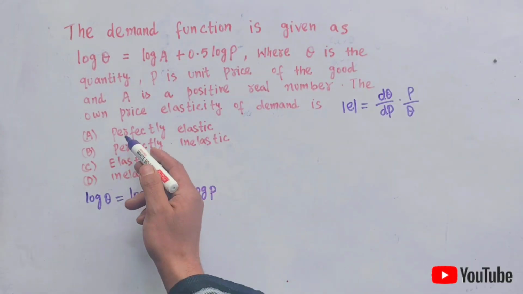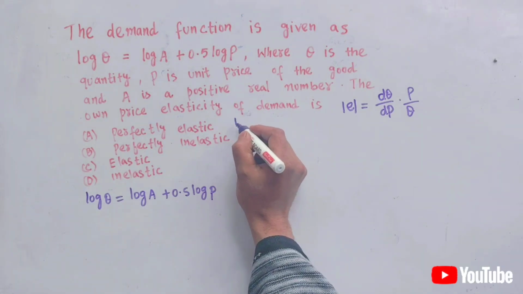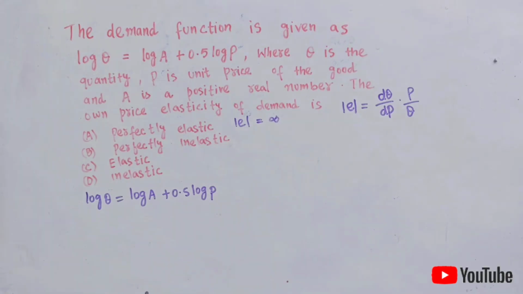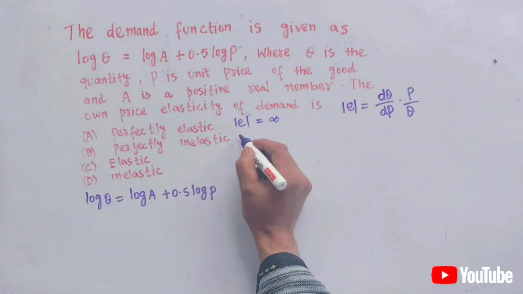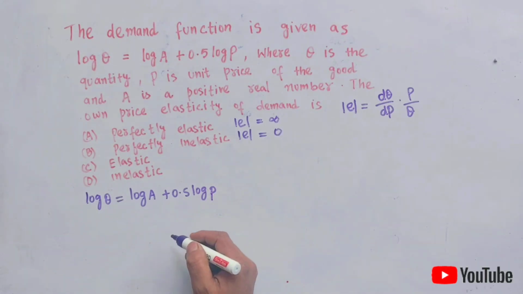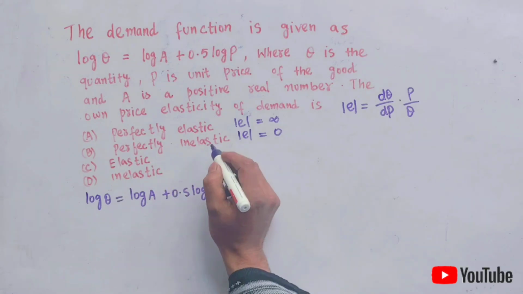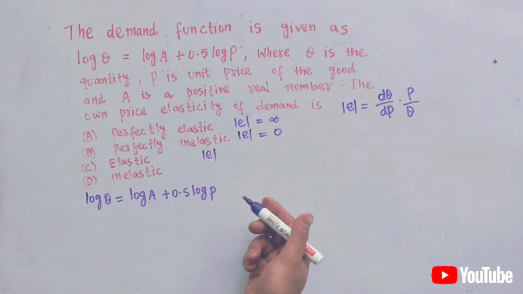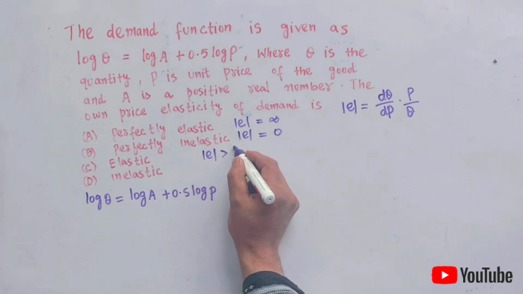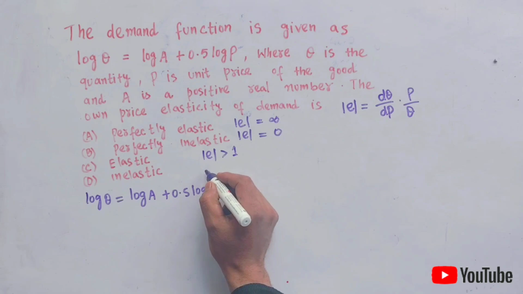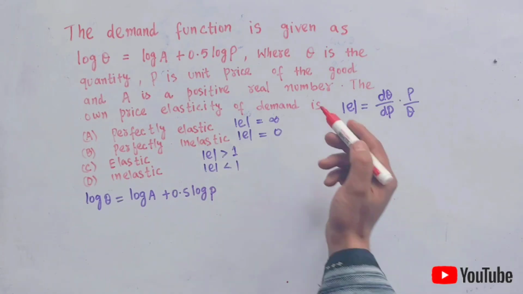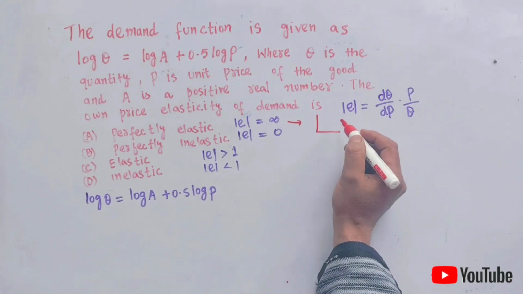Okay, for perfectly elastic, the absolute value of elasticity of demand should be equal to infinity. For perfectly inelastic, the absolute value of elasticity of demand should be equal to 0. Okay, for elastic, the absolute value of price elasticity of demand should be greater than 1, and for inelastic, the absolute value should be less than 1. Okay, these are the conditions, and in this case our demand function will look like this.